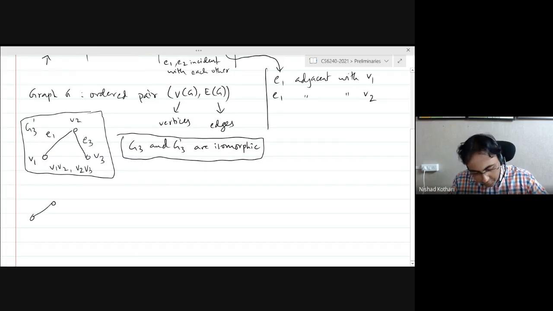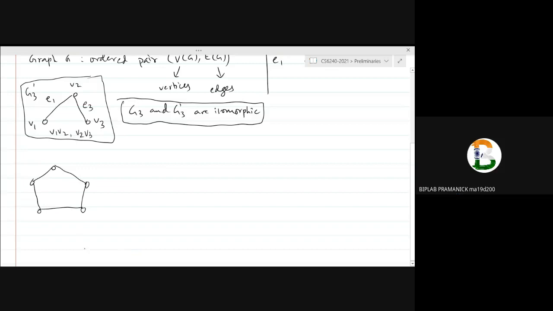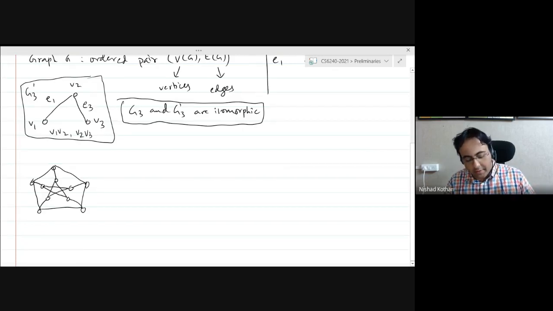Are you familiar with the Peterson graph? Okay, so this is the very famous Peterson graph. Actually, I don't care about the labels of the vertices and edges at all. Generally, I will not be labeling vertices and edges. I just care about the structure of the graph.